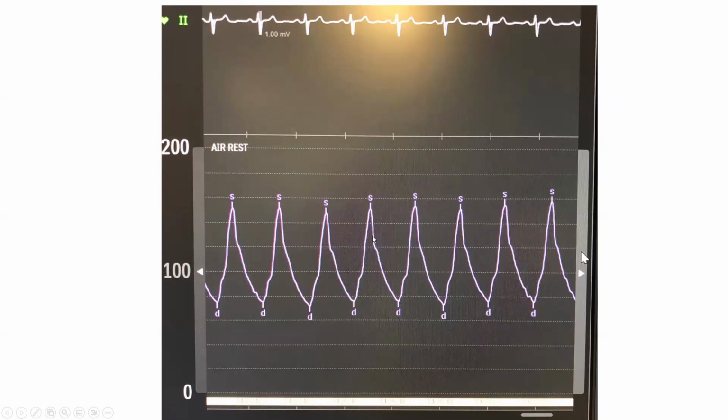Furthermore, you get attenuation of the dicrotic notch. You can get attenuation of the dicrotic notch in AI, especially acute AI. You can get it also in severe AS, assuming that the waveform is properly damped, and you don't have blood or contrast in your tubing. So this is very suggestive of AS.